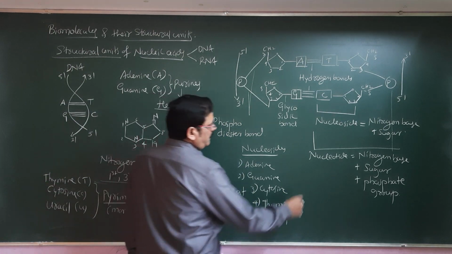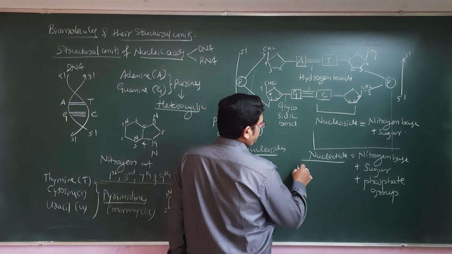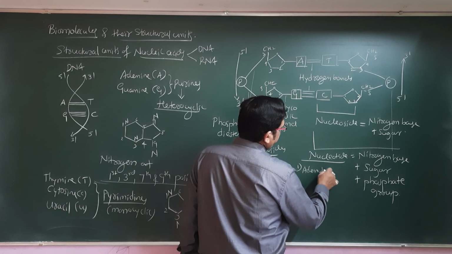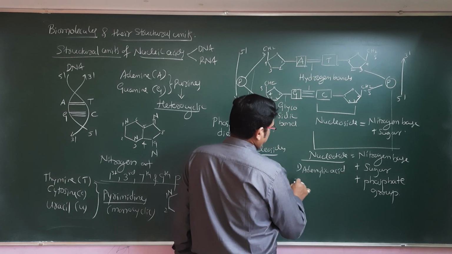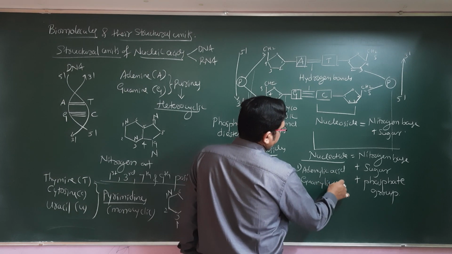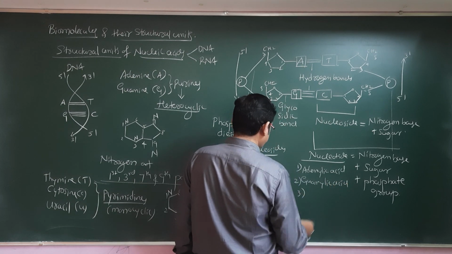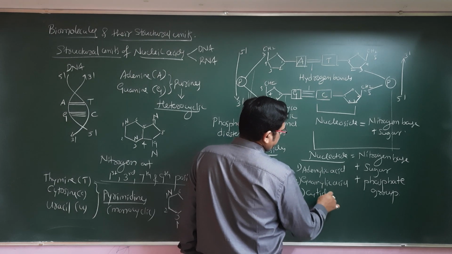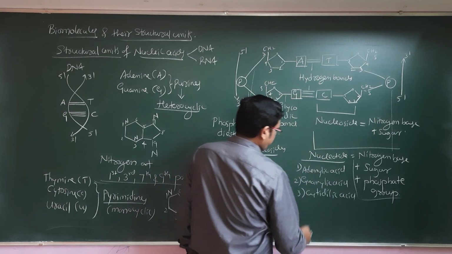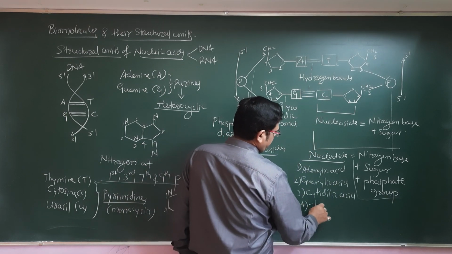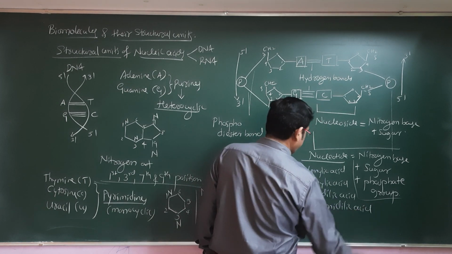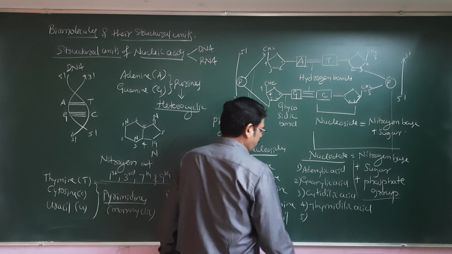When we talk about nucleotides, they can be adenylic acid, guanylic acid, third cytidylic acid, fourth thymidylic acid, and fifth uridylic acid.